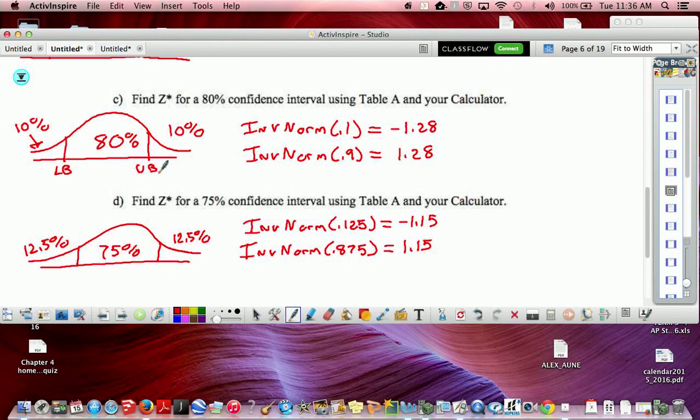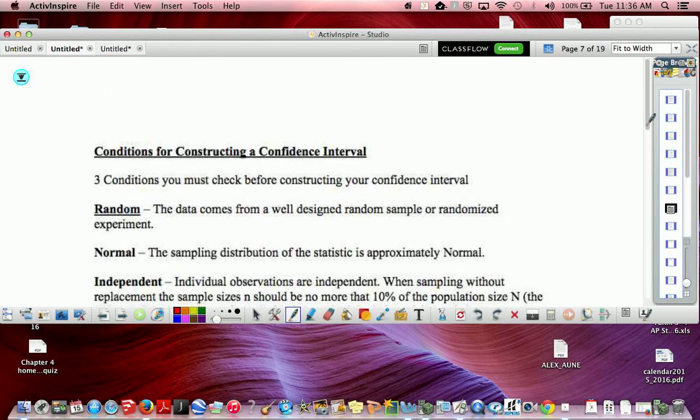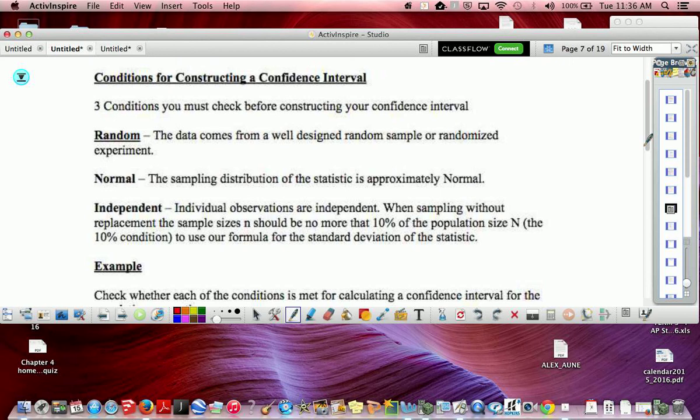But there's one last thing we actually have to do with confidence intervals. And that is we have to check and make sure certain conditions are met when doing confidence intervals, because we've made some assumptions when doing these calculations, like that it's normal. That's one of them. You are correct. So, on the next page, conditions for constructing confidence intervals.